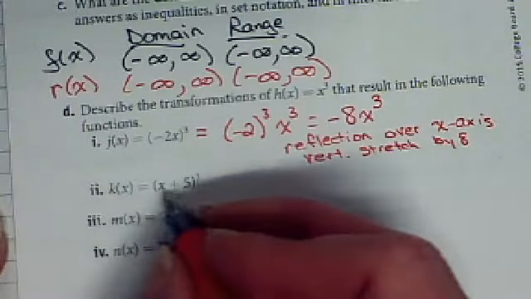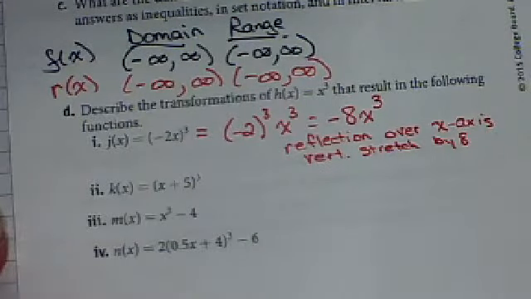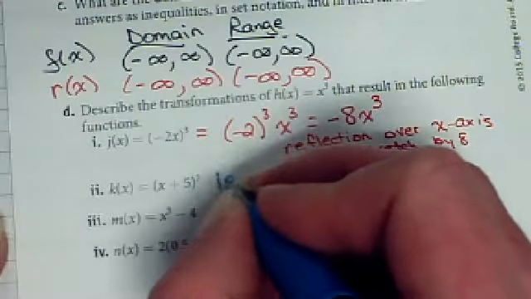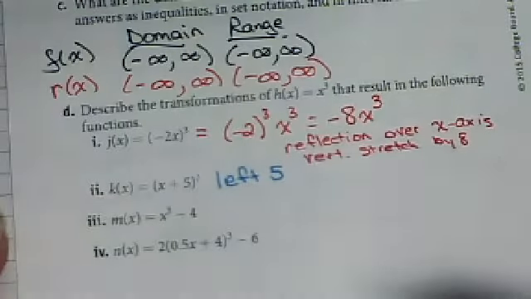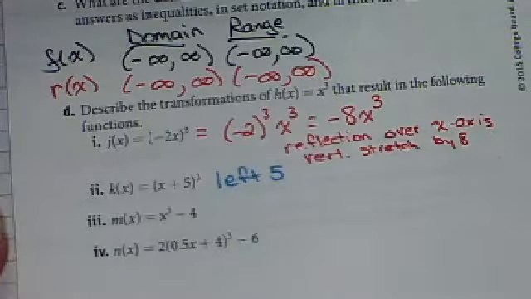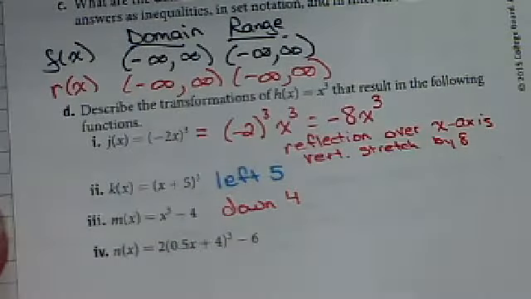On the second one, we have x plus 5 cubed. Now we know what happens when you add to the x. This is going to be translated left 5. The third one is x cubed minus 4. That's going to be down 4. Remember, it's at the end. Now this one's kind of interesting, isn't it?